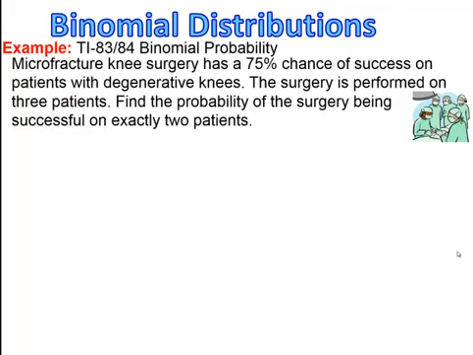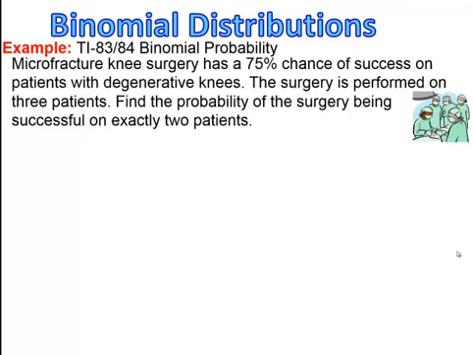A microfractured knee surgery has a 75% chance of success on patients with degenerate knees. The surgery is performed on 3 patients. Find the probability the surgery being successful on exactly 2 patients.